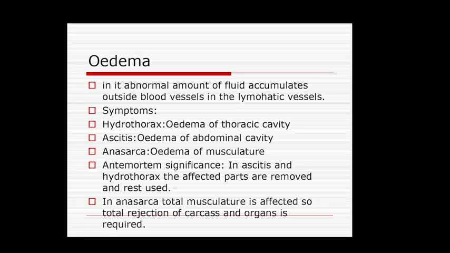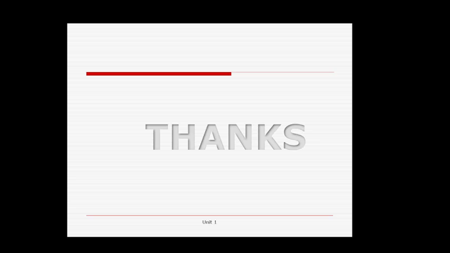Edema. An abnormal amount of fluid accumulates in body vessels and lymphatic vessels, and the symptoms are hydrothorax. Hydrothorax means edema of the thoracic cavity, ascites is edema of the abdominal cavity, and anasarca is edema of musculature. Antemortem significance: in ascites or hydrothorax, the affected parts are removed and the rest are used. In anasarca, total musculature is affected, so total rejection of carcass and organs is required.